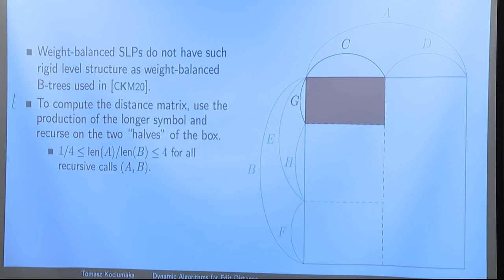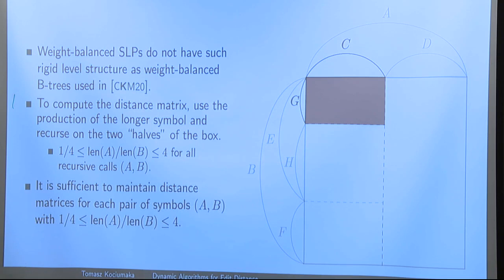And an important property is that because we had this weight balance property of the trees, the aspect ratio of all the boxes for which we will compute the distance matrix will always be constant. If you do the maths, if you start with 3, this will be 4, or in general 1 more than the ratio between the lengths of the symbols in the production. So what we will actually maintain in our dynamic algorithm is the distance matrices for all pairs of symbols with a ratio of length between a quarter and a 4.